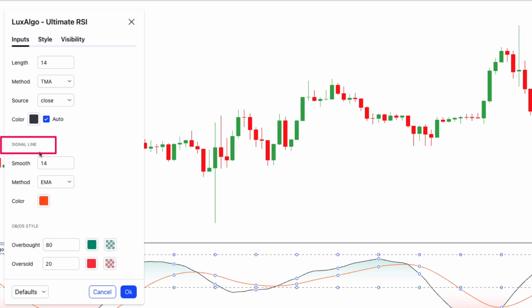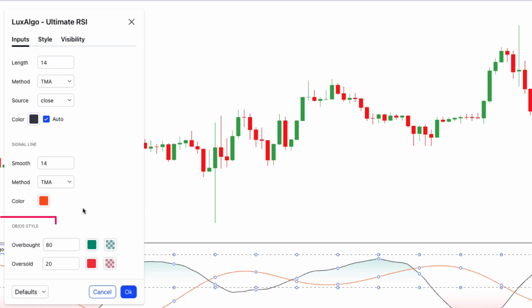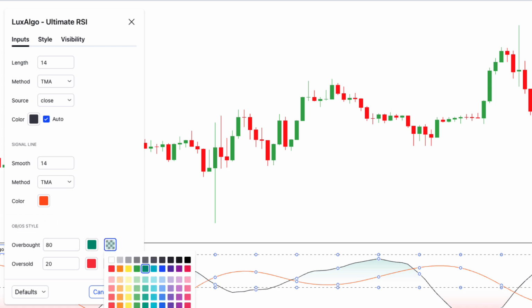Switching gears to the signal line settings, we encounter the smoothing period, which outlines the number of past candles engaged in its smoothing process. For the smoothing method, we've chosen to go with the least reactive option, which is TMA. Now let's shift to the line style settings of the overbought and oversold levels. In this segment, we're opting to lower the opacity to a sheer 0% and we're also going to change the colors to black.